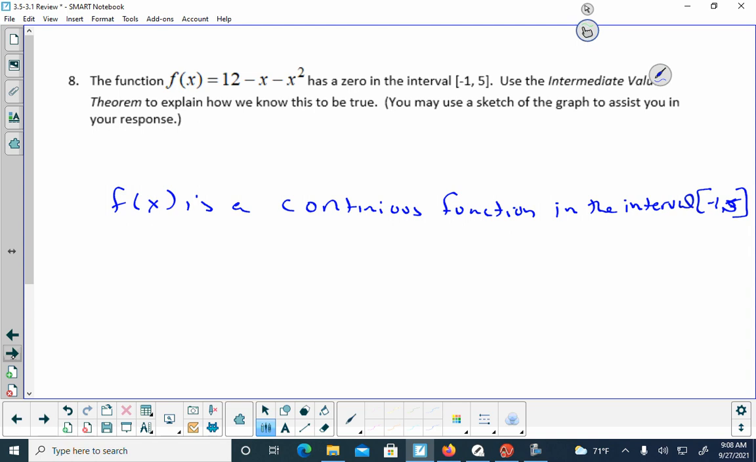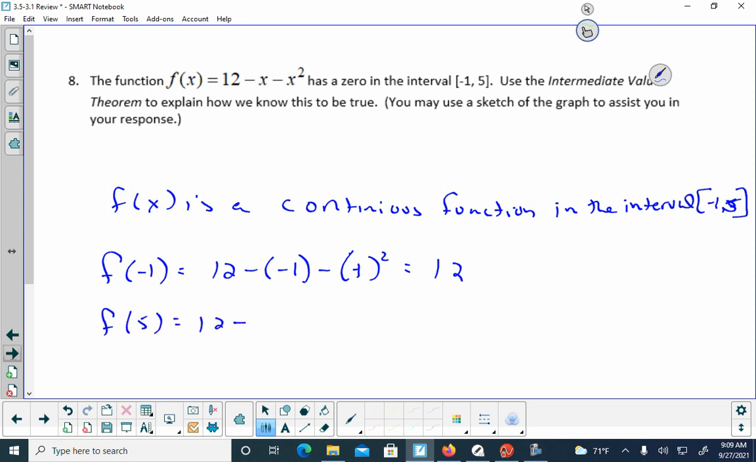So the next thing I'm going to do is find f of negative 1. So I'm going to take 12 minus negative 1 squared. And when I do all that, I get 11. And then I'm going to find f of 5, which is going to be 12 minus 5 squared. And when I do all that, I get negative 13.